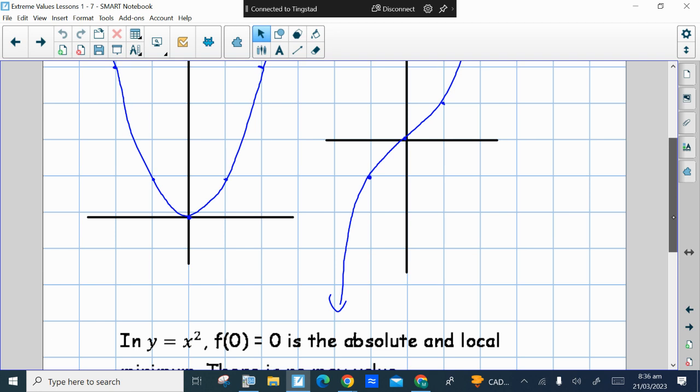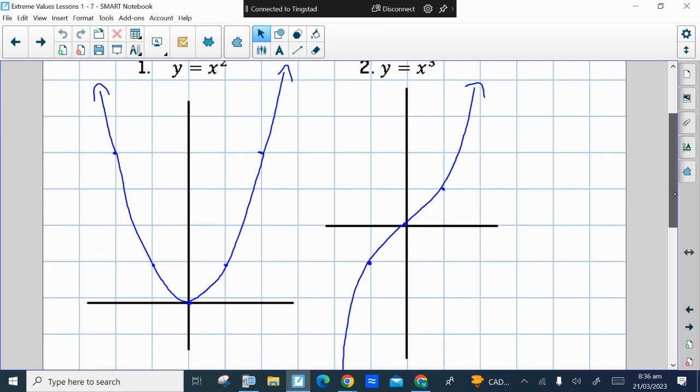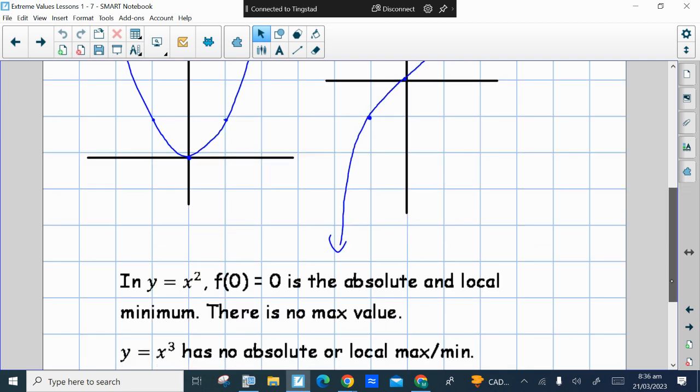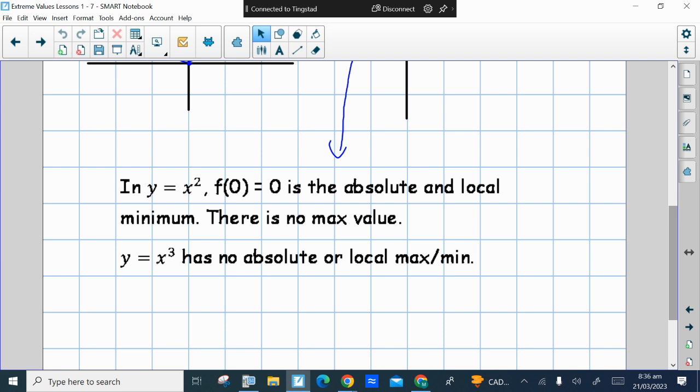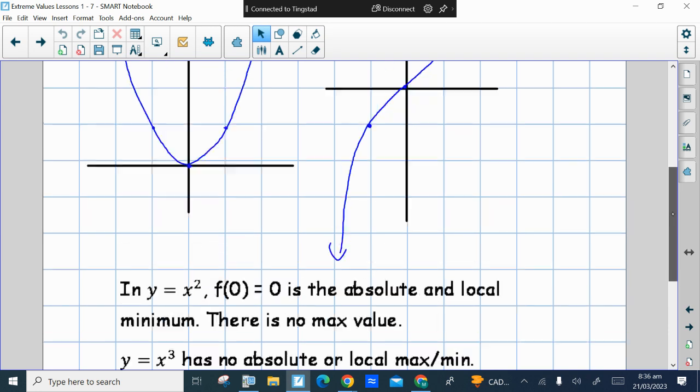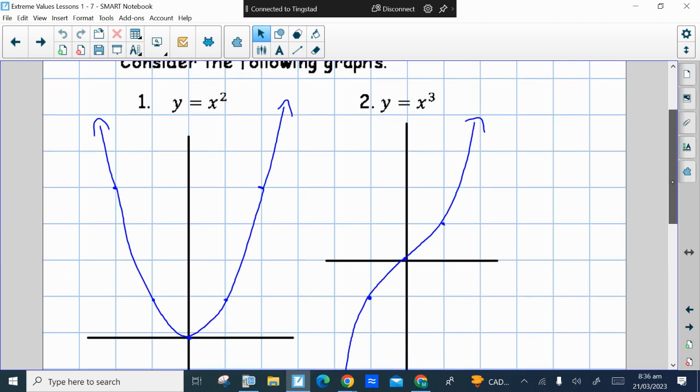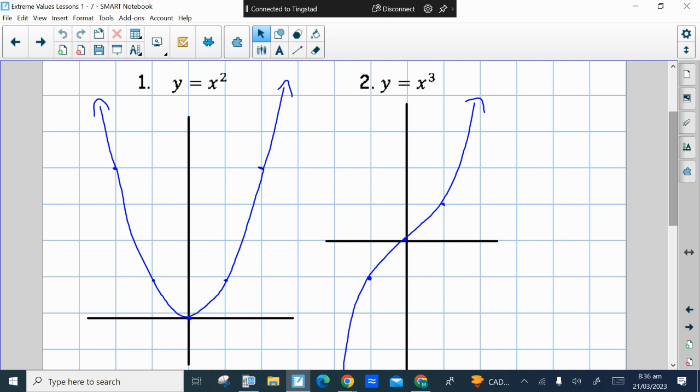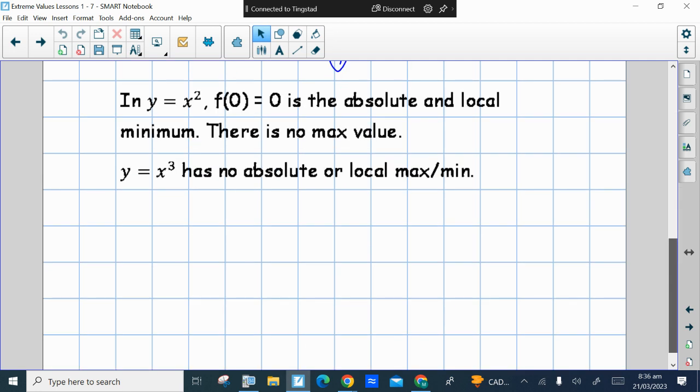So when we look at these graphs, the first one is the graph of y equals x squared. And as it says there, f(0) equals 0 is the absolute and local minimum. There is no maximum value. But the graph of y equals x cubed has no max or min because it falls to the left and rises to the right. So there is no max or min value for that one.